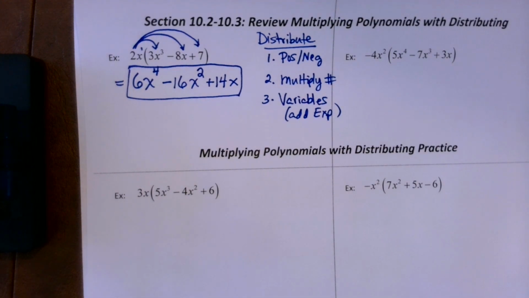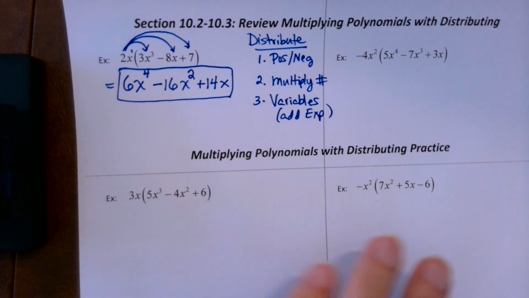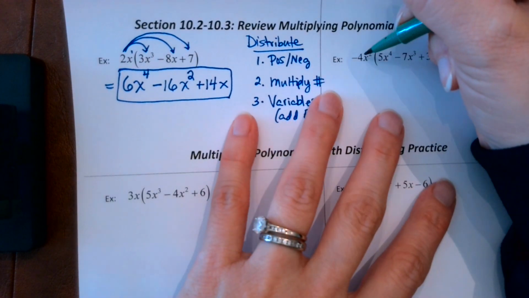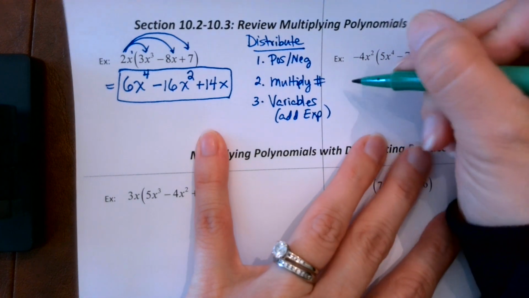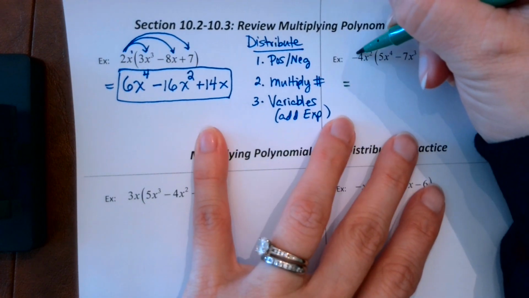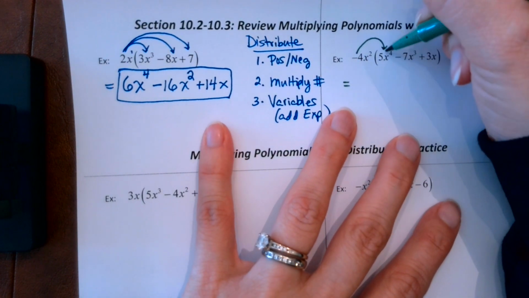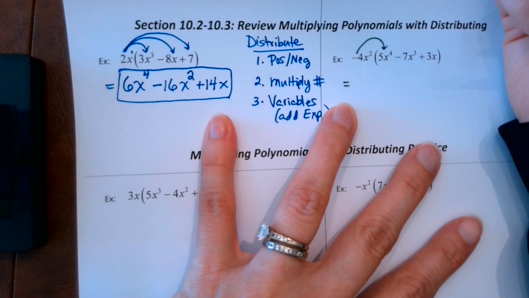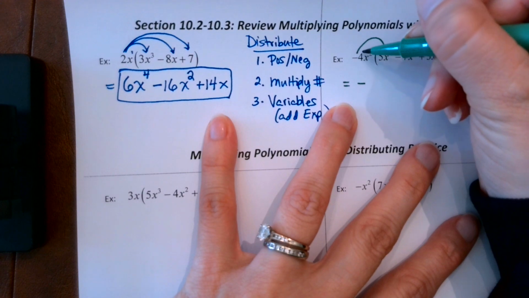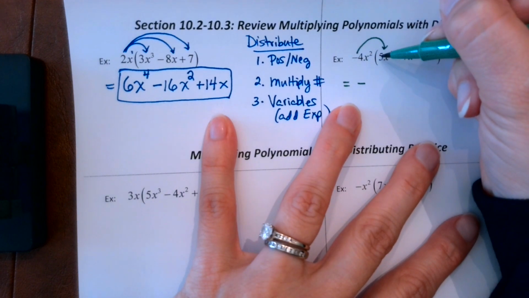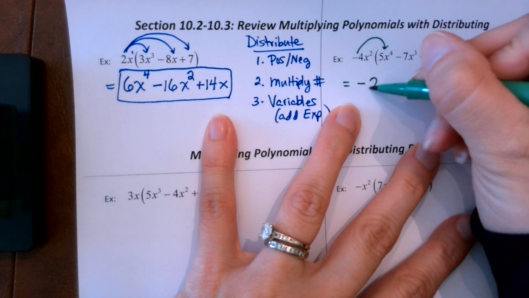Let's take a look at the second one. This one, you're going to distribute a negative. Okay, so make sure we think about these rules carefully. I'm going to distribute a negative times a positive. So what's that answer going to be? It's going to be negative. How about 4 times 5? 4 times 5 is 20.